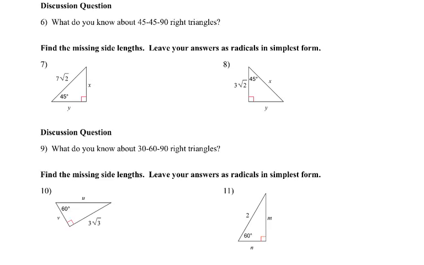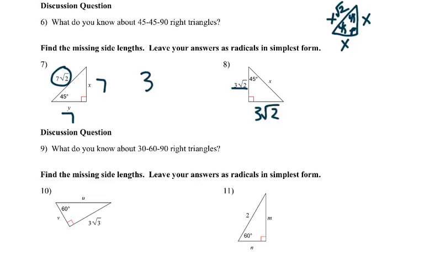We learned in class that for a 45, 45, 90, we have a special rule. The legs are going to be the same, and the hypotenuse is that leg times the square root of 2. Okay, so if we look at 7, 7 square roots of 2, so I know that my legs are both going to be 7. Number 8, 3 square roots of 2, so I know that the y is 3 square root of 2, and I know that x is 3 square roots of 2 times the square root of 2, which you multiply together and undo the radical, so 3 times 2, or 6.